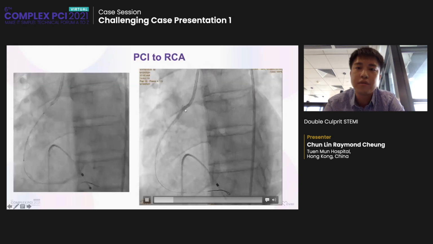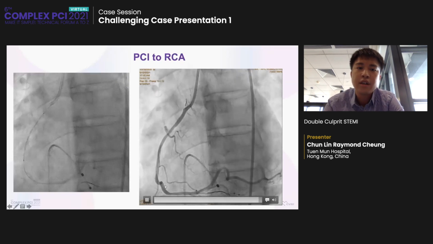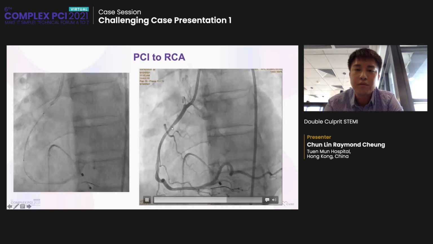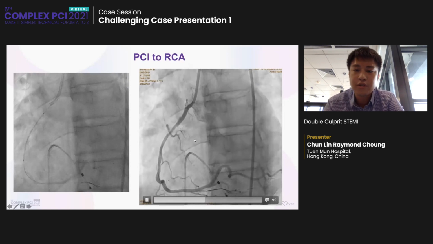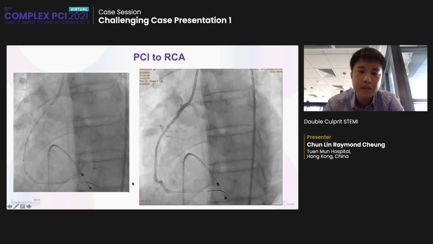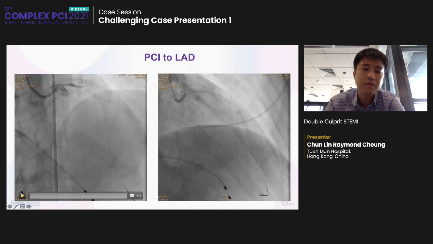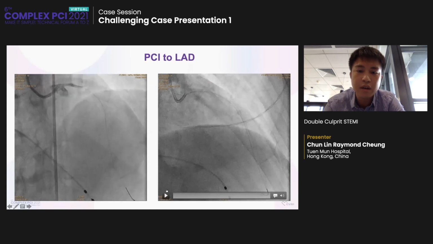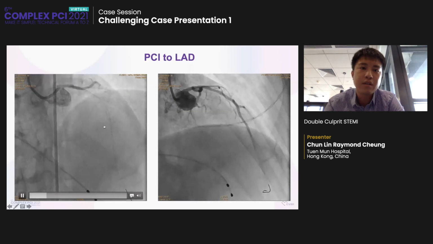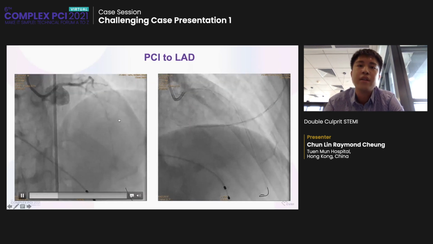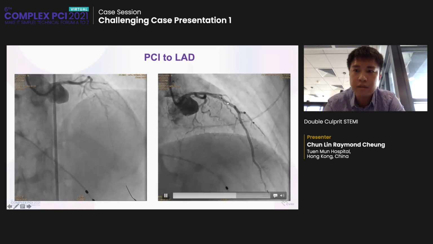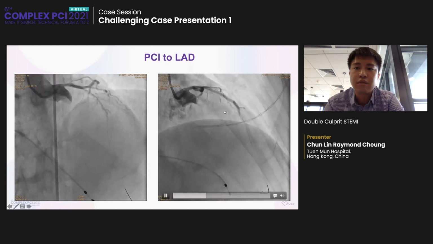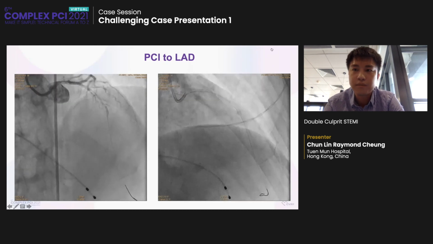So we started with PCI to the RCA, which was quickly wired, pre-dilated with a 2.0 balloon and stented with a 2.5 stent, and the coronary angiographic result is satisfactory. Following that, we proceeded to PCI to the LAD. The LAD was quickly wired, pre-dilated with a 2.0 balloon and stented with 2 overlapping 2.5 stents. The angiographic result is also good.